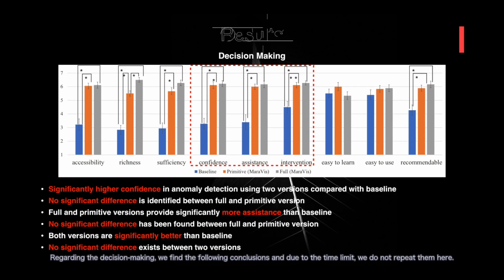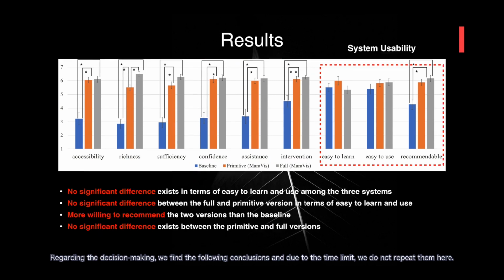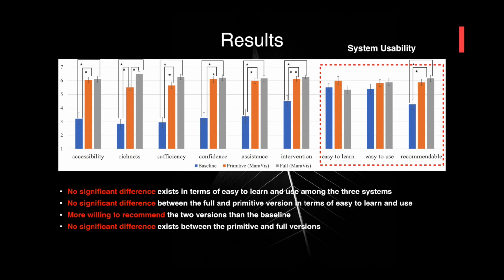Regarding the decision making, we also find several conclusions as shown on this screen, and I will not repeat them one by one. And regarding the usability, we also find several conclusions, and the main conclusion is that users are more willing to recommend the two versions than the baseline, and no differences exist between the two versions.